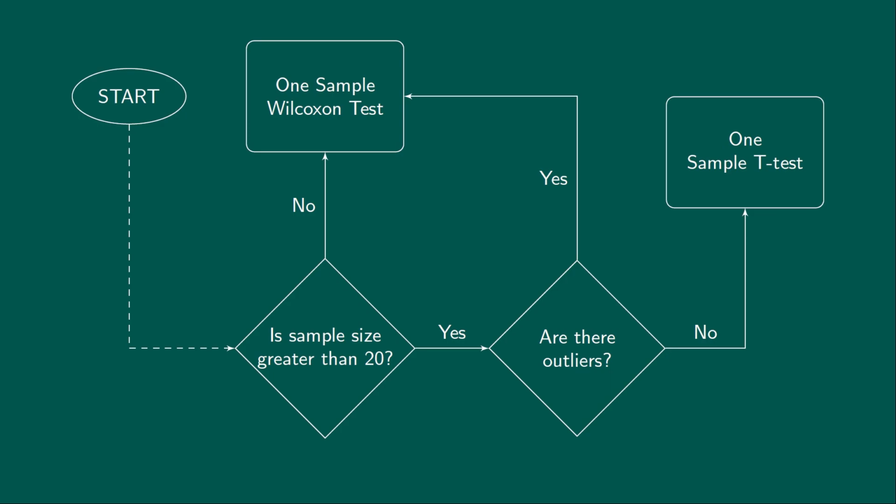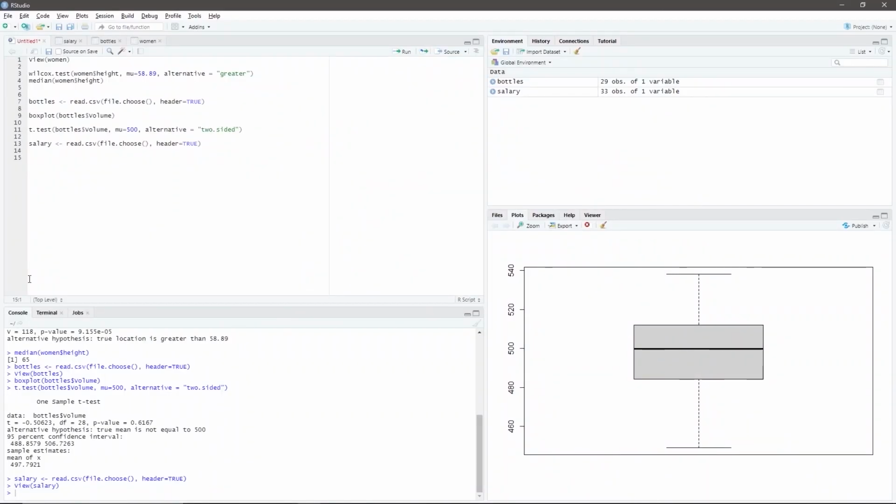To identify which test we will use for this analysis, we refer to our flowchart. Since the sample size is greater than 20, we now check the box plot. We type boxplot(salary$salary). Highlight the code and press Ctrl Enter.